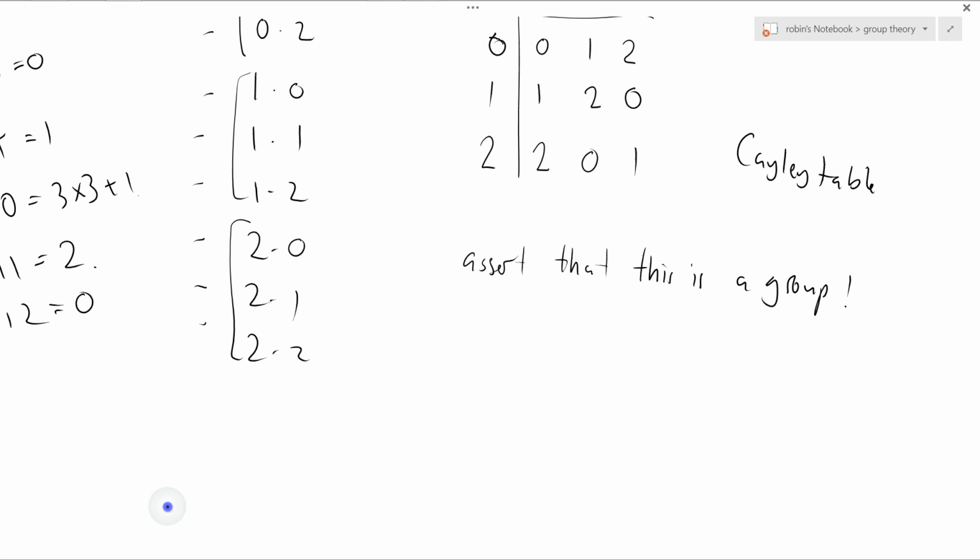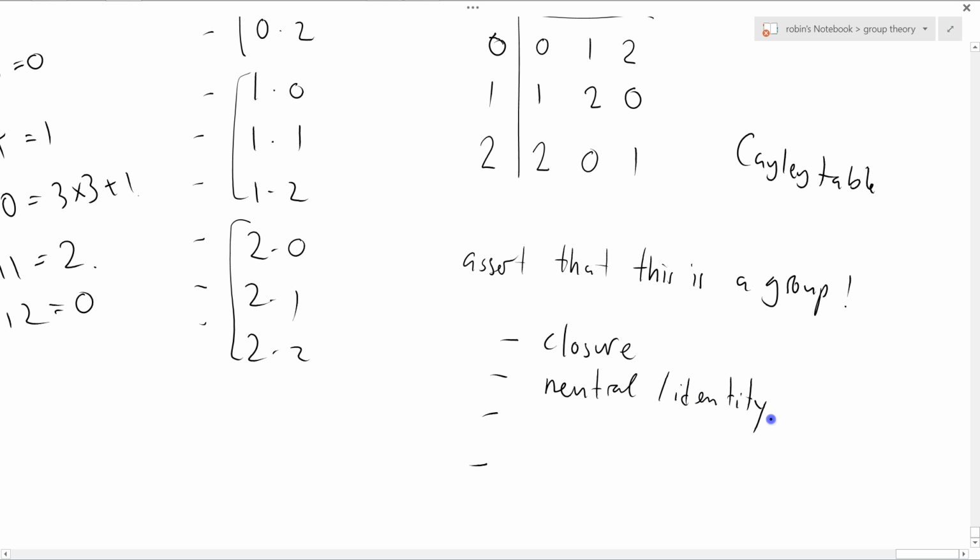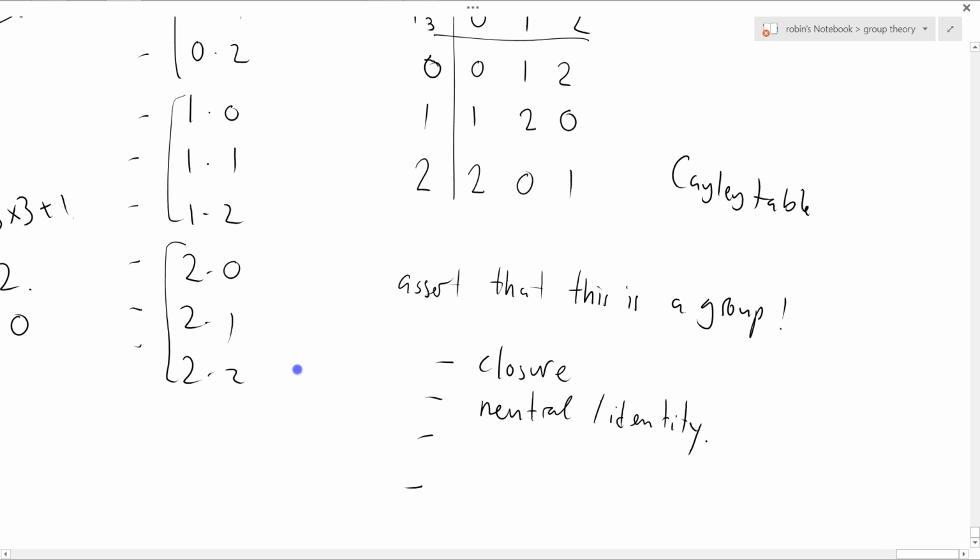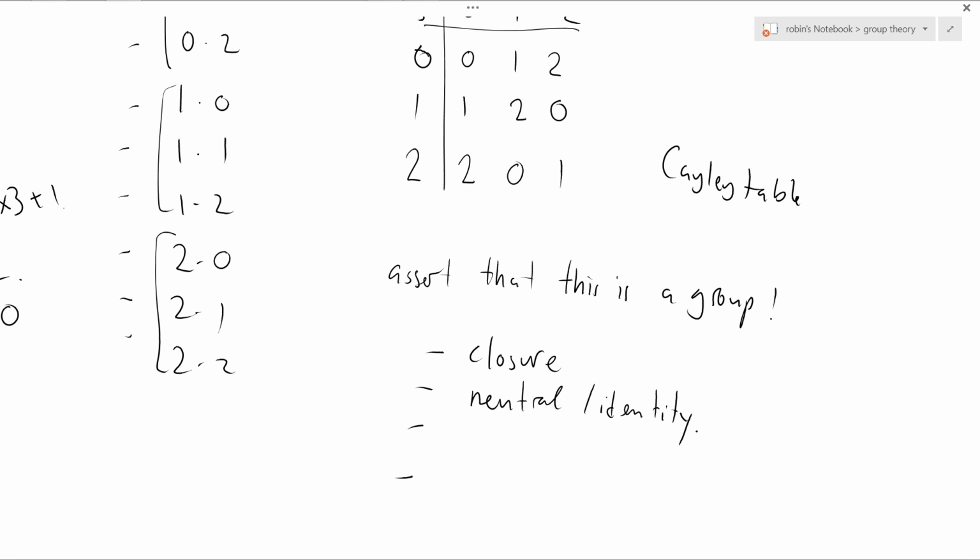Okay, so the 4 axioms are closure, neutral element or identity. I'm not quite sure why some people say neutral and some people say identity. Yeah, well anyway. Inverse element, and my favourite, associativity. These are boring. Associativity is the interesting one.